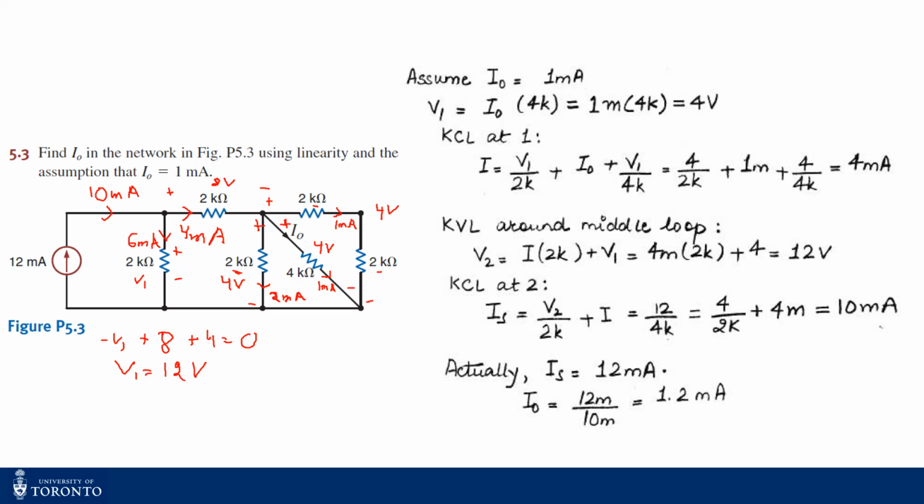But my actual source is 12 milliampere, right? So that means actual source is 1.2 times higher than what I am getting, right? So that means my I naught should be 1.2 times 1 milliampere. So my I naught should be 1.2 milliampere because originally I took it to be 1 milliampere.